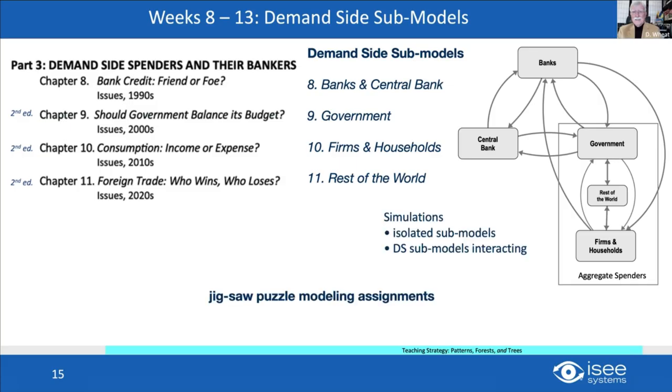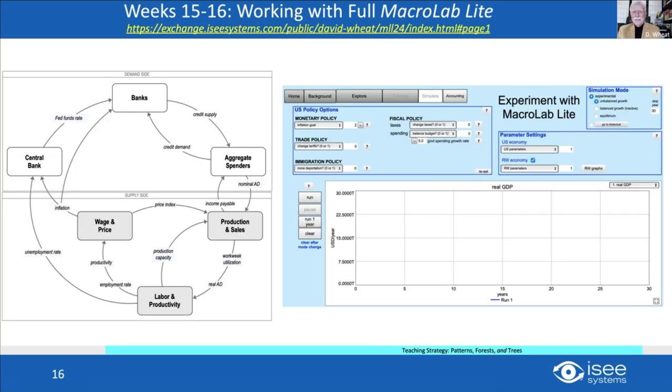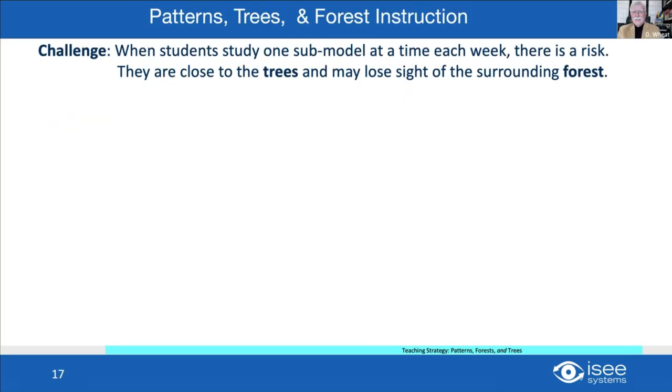The simulations that we would do again would be kind of an isolated form, just like we do on the supply side, and then I would tie them all together for the demand side submodels interacting, and they would use jigsaw puzzle assignments again. And then finally, the last 2 weeks of the course, the full MacroLab Lite has come together, and that's what you see on the left-hand side of the screen, and the right-hand side is the interface for the online version of the model, which also includes some policy testing.